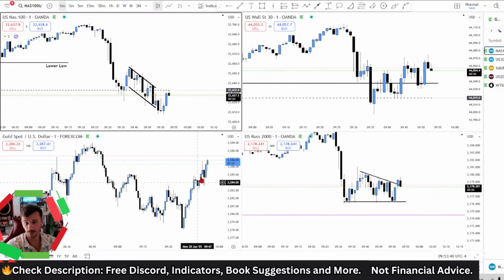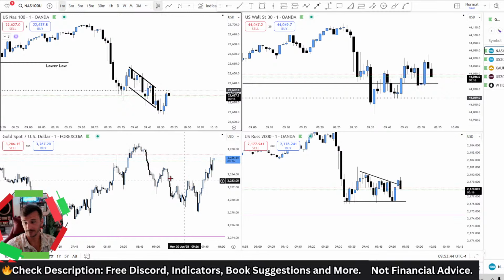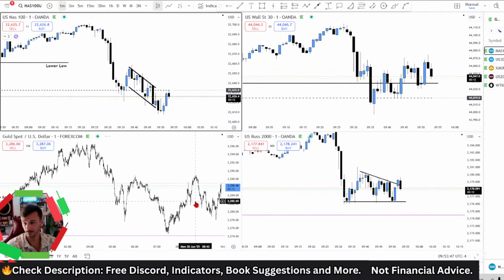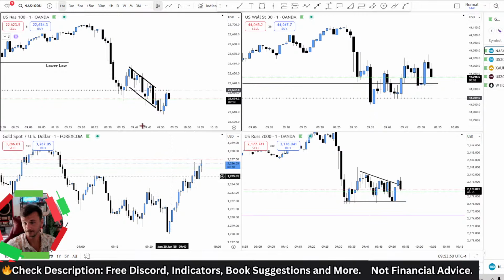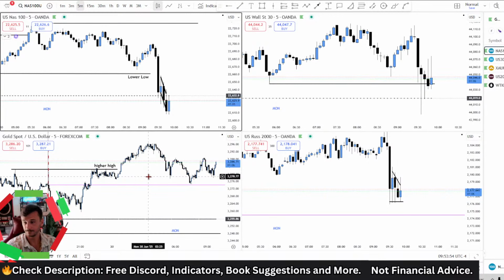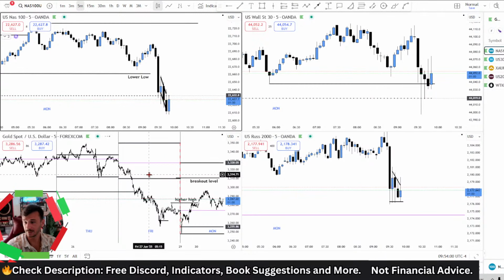The only thing that's not really doing that is gold. Gold made the higher high and has pulled back in sort of a 3-leg pattern. We might be going back to the high of the day on gold. I don't know. And that's fine. I'm not really willing to take that.